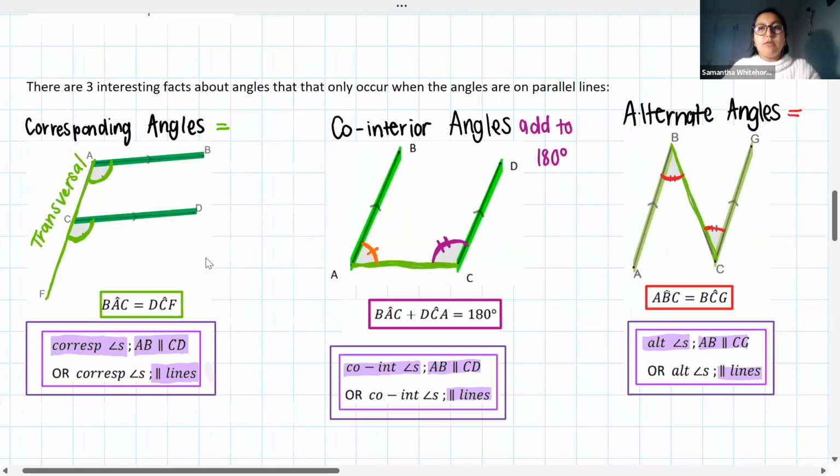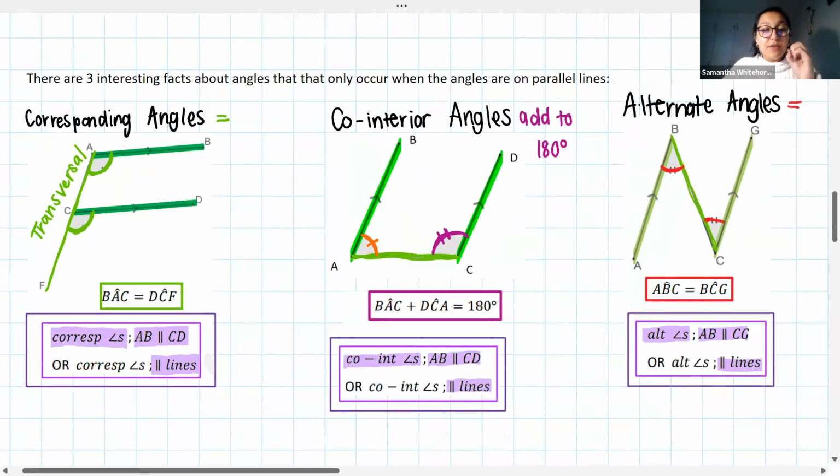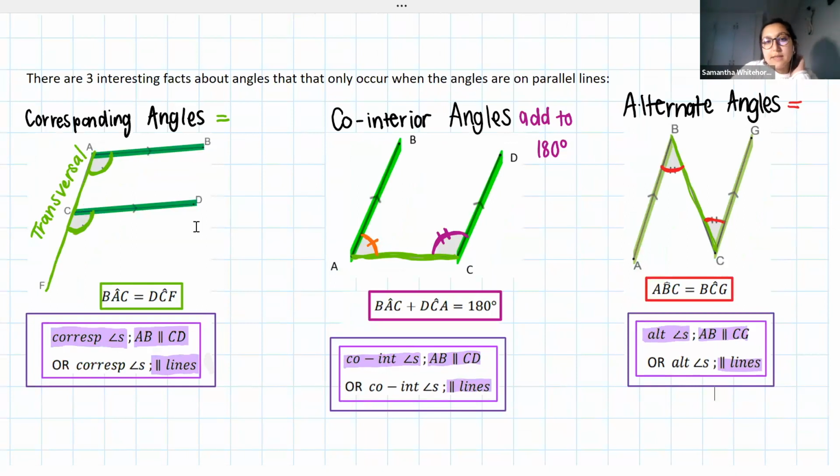So these are the three reasons that deal specifically with parallel lines. These are the ones we're going to look at today. But guys, don't forget all of the other reasons that we've learned. Angles on a straight line, angles around a point, vertically opposite angles, etc.